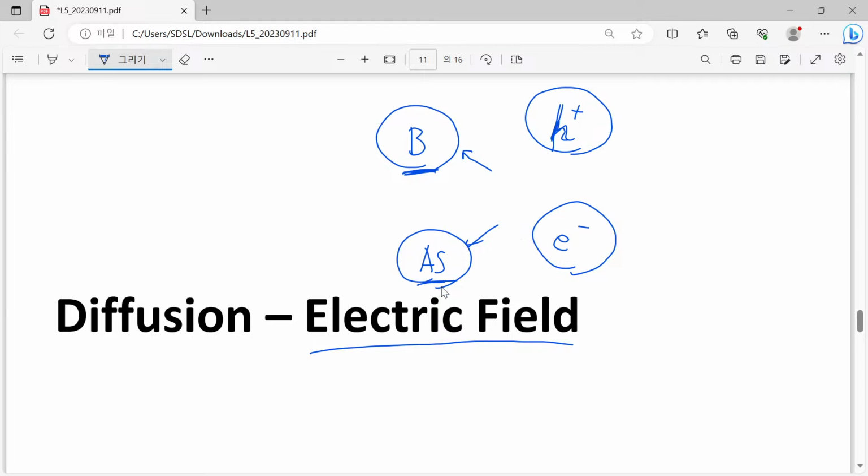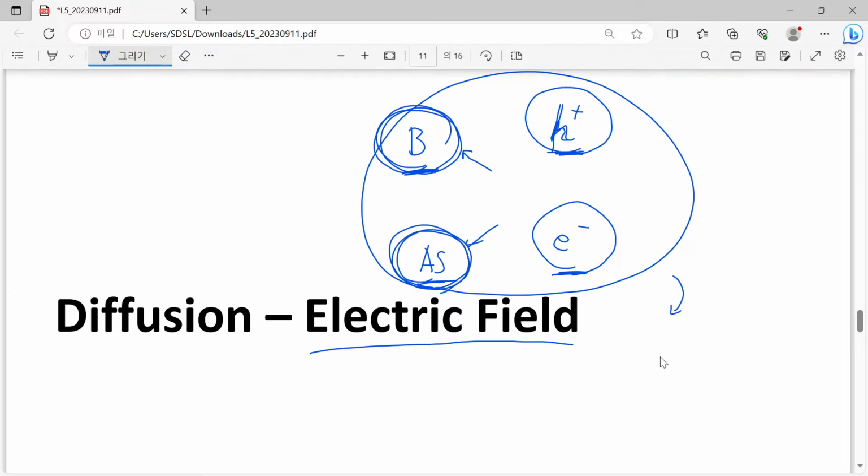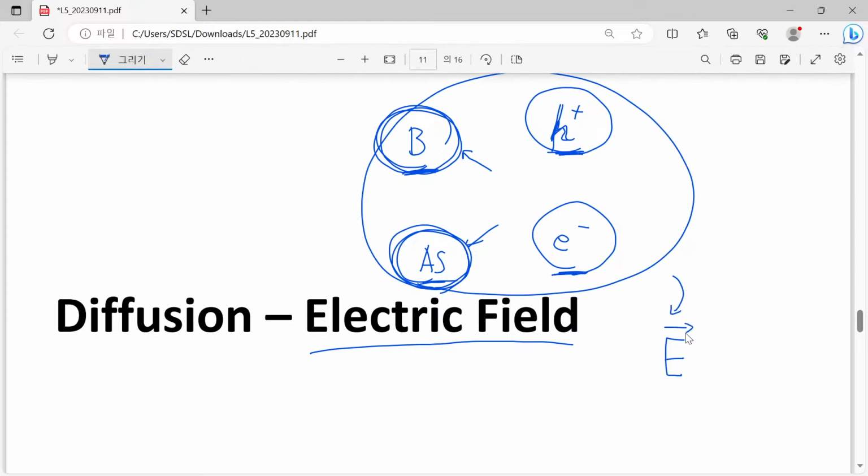So, when arsenic is diffusing or boron is diffusing, there also exist some charged particles like holes and electrons, and from all of them inside our silicon substrate we have the electric field. Then what will happen to this electric field? Let's say that here we have a lot of arsenic and they are positively charged, and there is no arsenic here. Then they want to diffuse.